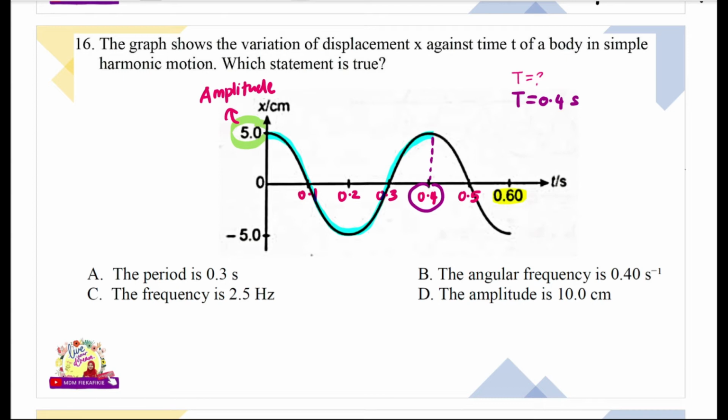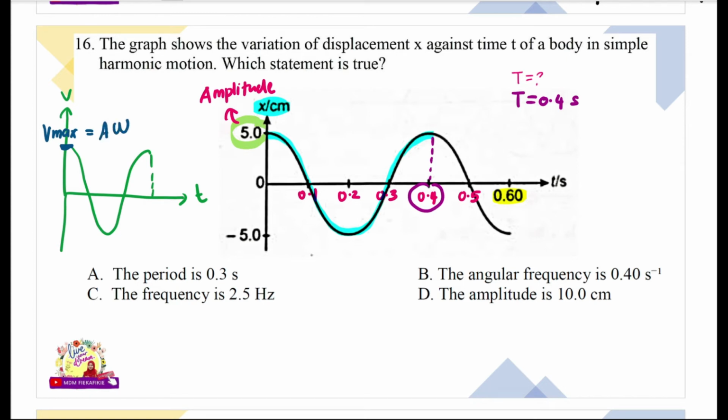But if the question gave a graph of v against t, for example, you would get something like this. So the value here, you cannot say it is the amplitude. The maximum value on this graph is v maximum, where v maximum is equal to, the equation is A omega. So if the value here is 10 meter per second, it means that the value of v maximum is 10 meter per second. Okay, so now we want to choose which statement is true.